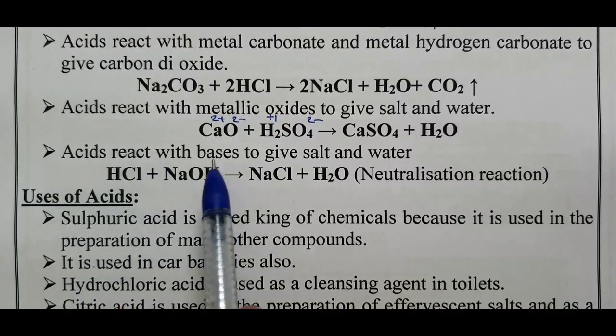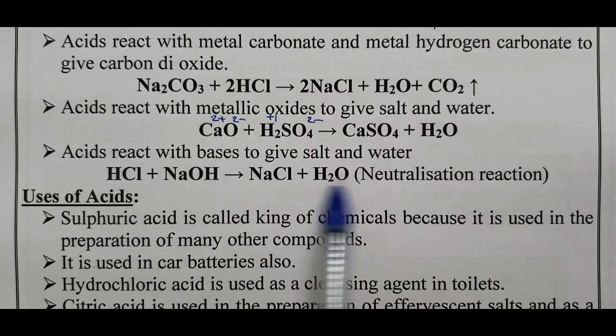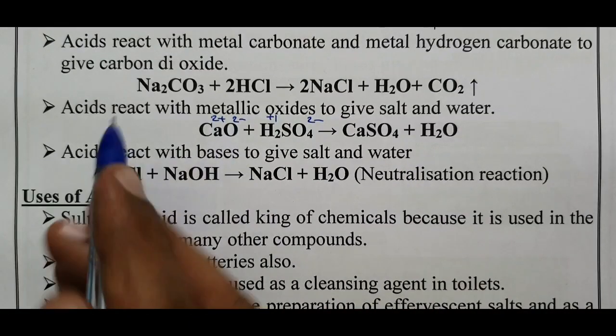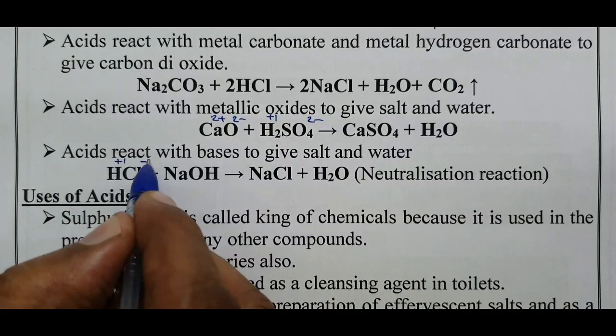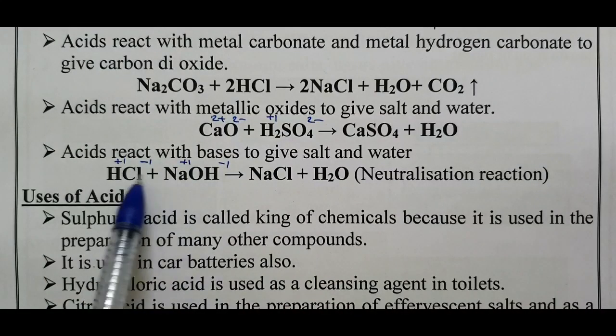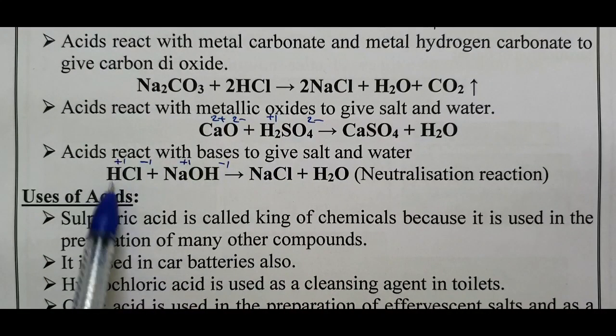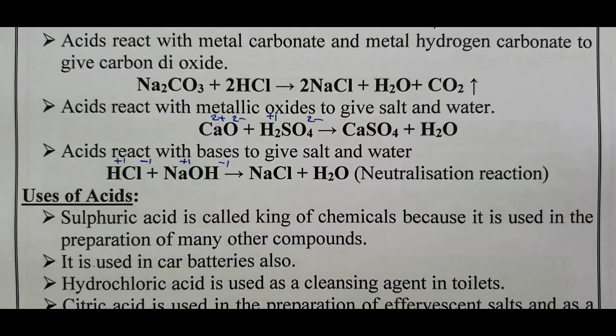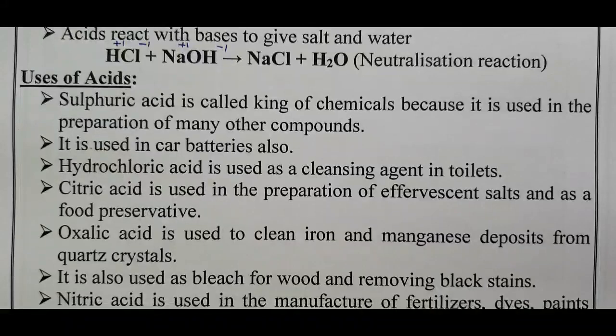Acids react with bases to give salt and water, a neutralization reaction. HCl: hydrogen monopositive ion, chlorine minus 1, sodium plus 1, OH minus 1. This plus combined with the minus gives NaCl, this plus combined with the minus gives a water molecule. So, these are the properties of acid. Come to the uses of acid.